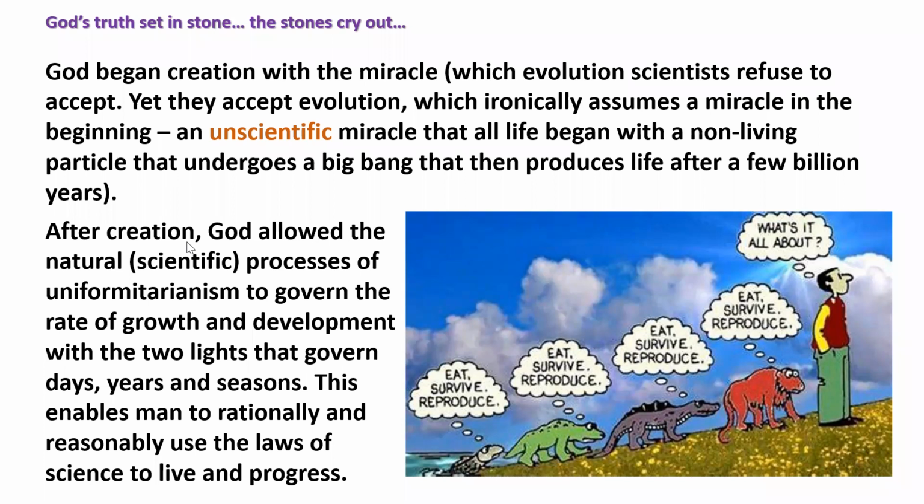After creation, God allowed the natural scientific processes of uniformitarianism. So God allows uniformitarianism to govern the rate of growth and development with the two lights. If you remember in Genesis chapter 1, God created two lights, one bigger like the sun and one smaller like the moon. Chapter 1 verse 14: let these two lights serve as signs to mark seasons and days and years.